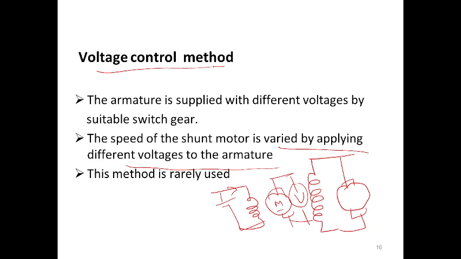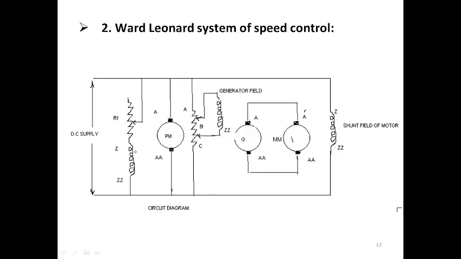Here we can see the shunt motor. We are having a separate generator, so a motor generator set we can apply, and the generator field we can see here. The shunt field is supplied, and the prime mover runs the generator for the DC shunt motor, and the speed is controlled. The motor is there.